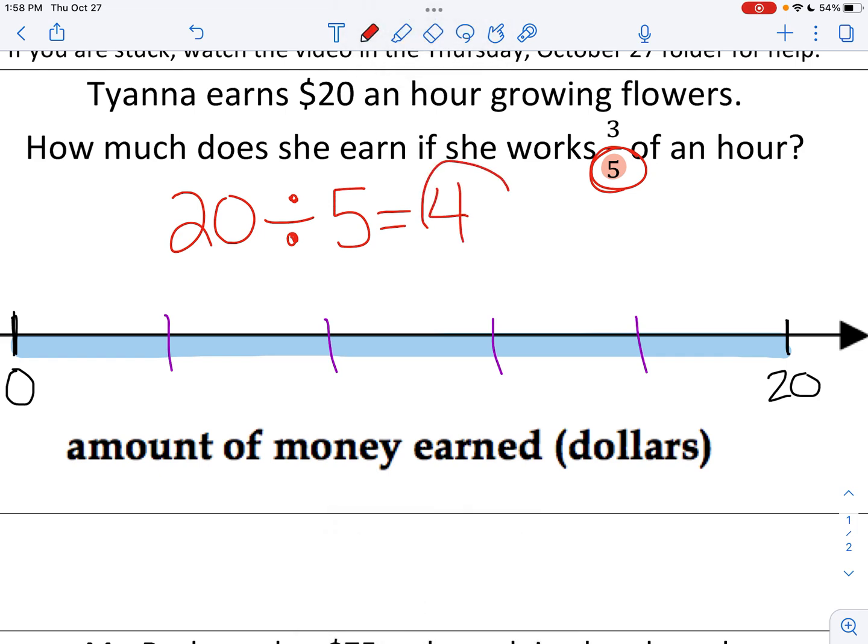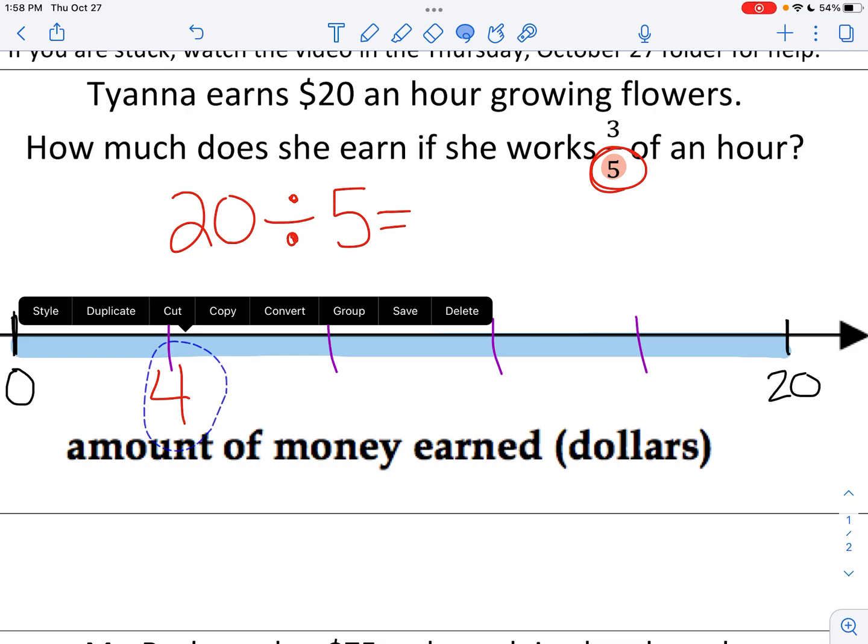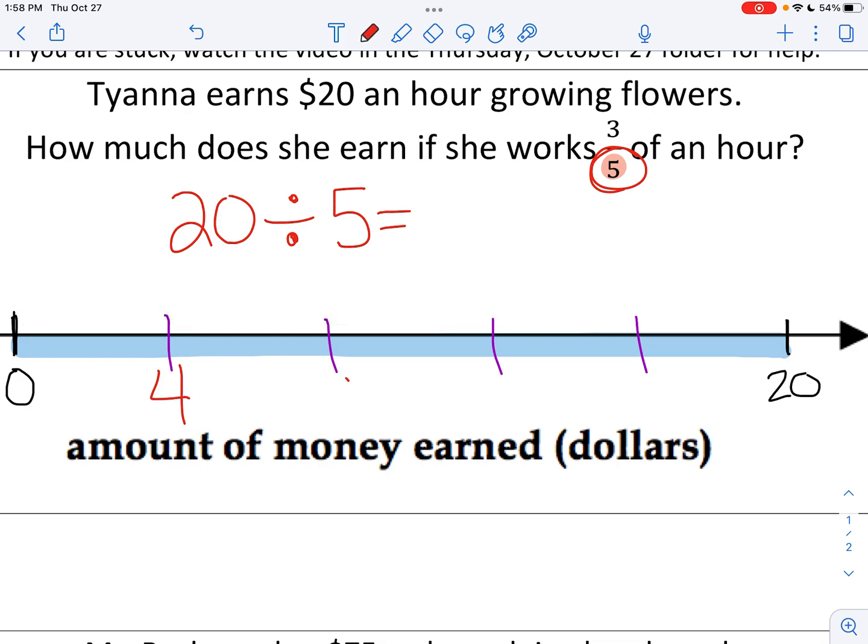And that answer of 4 goes down there below the first line. And that tells me what to count by. 4 plus 4 is 8. Plus 4 is 12. Plus 4 is 16. And if I add 4 more, I get to 20.